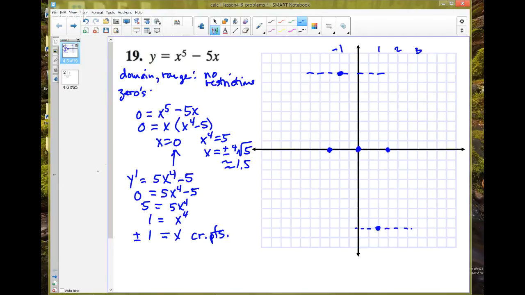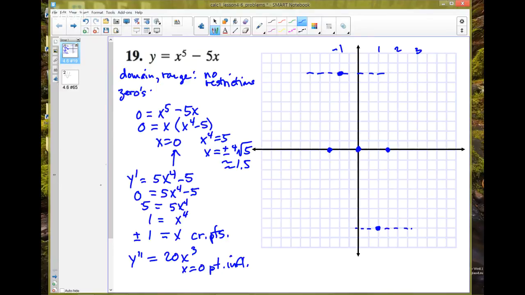Let's take a look at the second derivative. Pretty easy. It's 20x cubed. And when is that equal to 0? That'll be a point of inflection. It equals 0 when x equals 0. So at x equals 0 we have a point of inflection, where it's changing from one concavity to the other. Looking at 20x cubed, when will that be negative? Whenever x is negative.